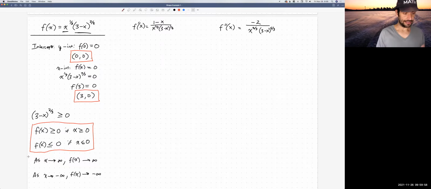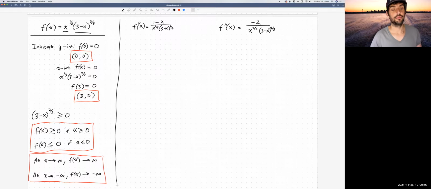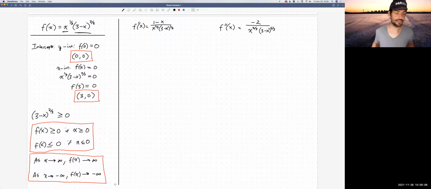And okay, that is probably all the information we'll get out of the function for now. Maybe we'll think of something else and come back, but our intercepts, it's a good place to start. The sign of the function and this, what we call end behavior.